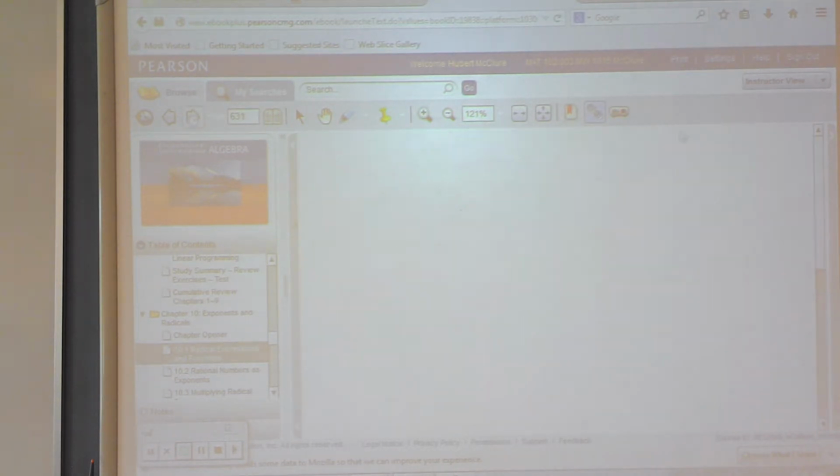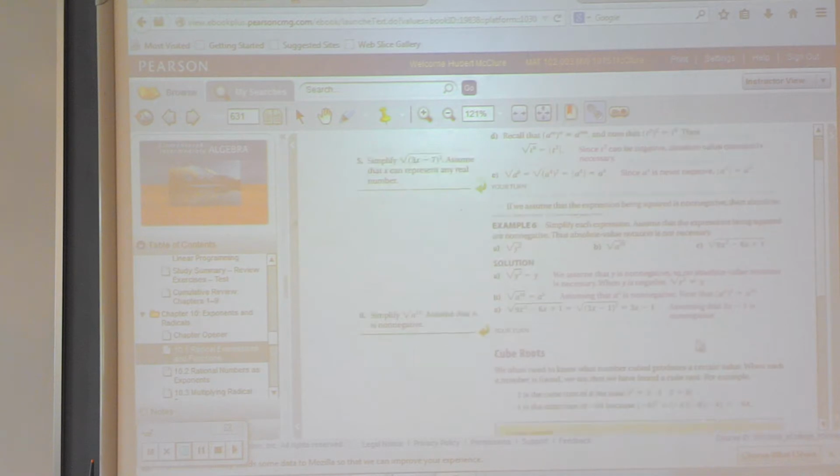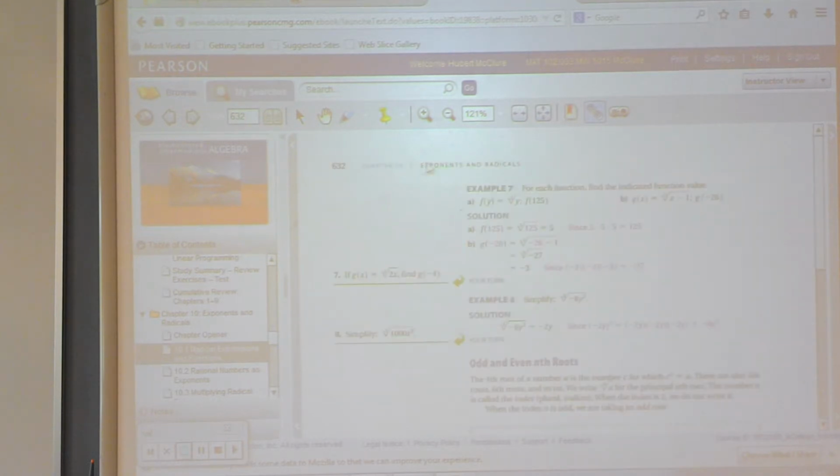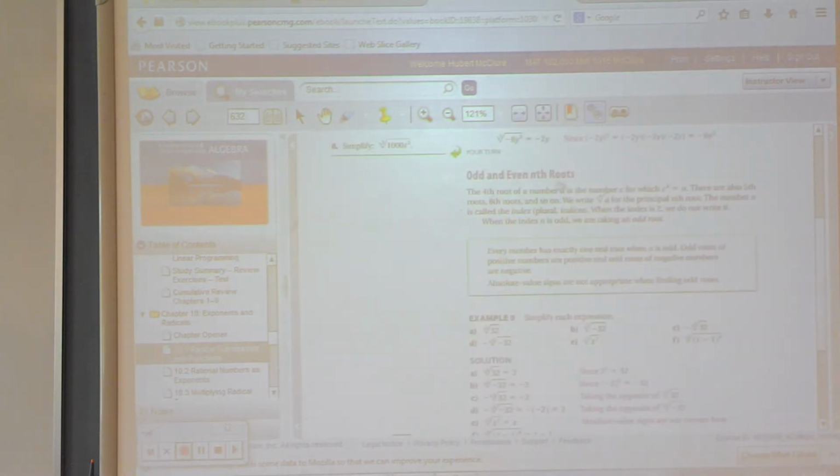These are just some general rules. And there's the cube root. Talking about the cube root, and how you can take the cube root of 125. I showed you that. Odd and even roots, we talked about that.